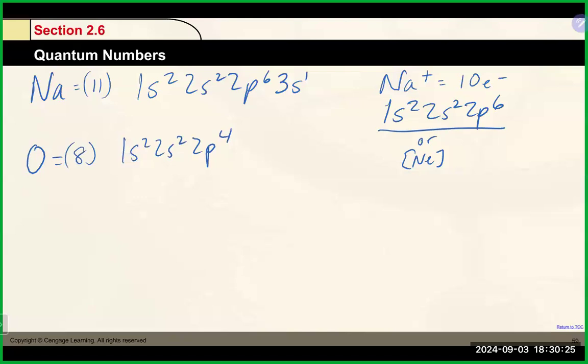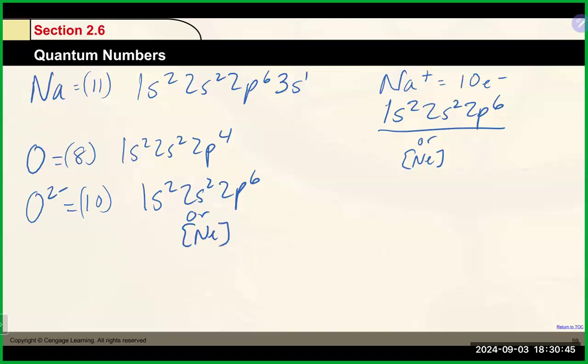When oxygen gains a charge, it will make a -2 charge. Minus means it has gained electrons. 2 is how many it gained, which means it will have 10 electrons. 1s2, 2s2, 2p6, also 10, which is neon's configuration.